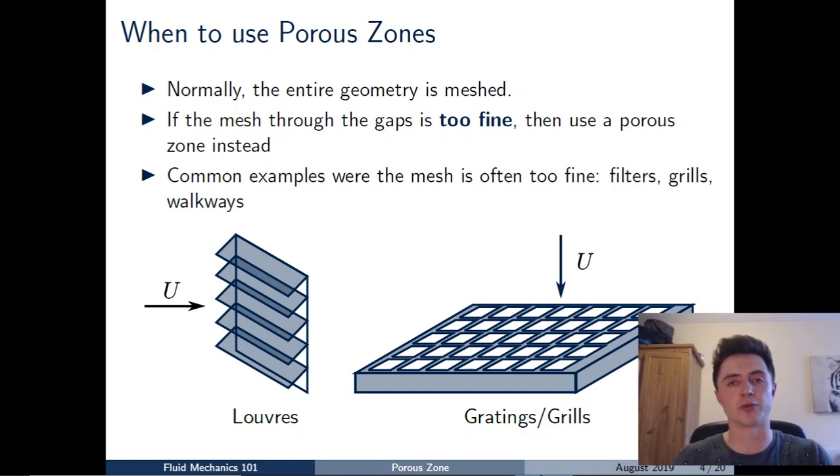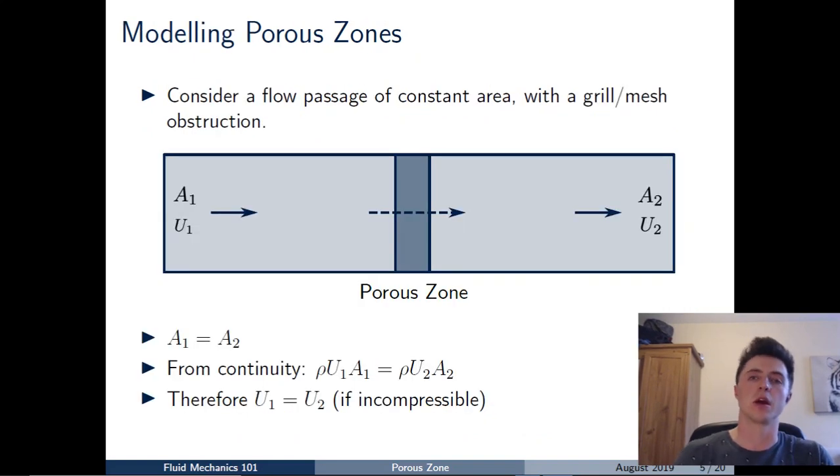Before we look at how porous zones are solved by the CFD solver, we first need to think about the physics of what's happening when a fluid flow encounters an object like a grating or some louvers. What I've got for you on this slide is a simple example problem to think through, which will help you understand how porous zones work. Consider the flow passage on the screen, with the flow going from left to right, from station 1 to station 2, and the flow passes through a porous zone in the middle, which is highlighted in dark blue.